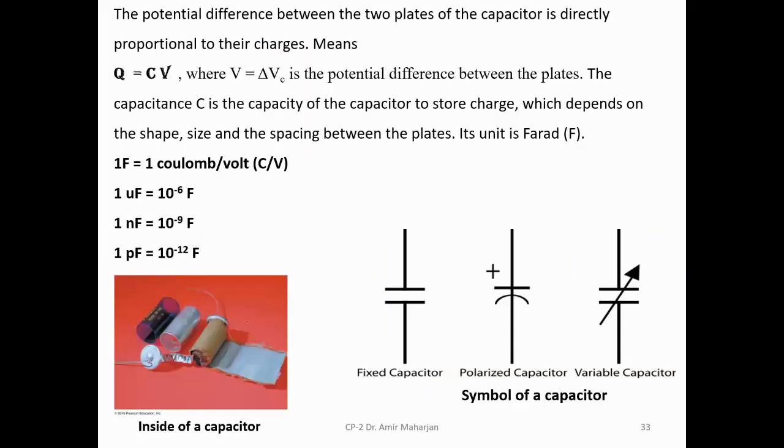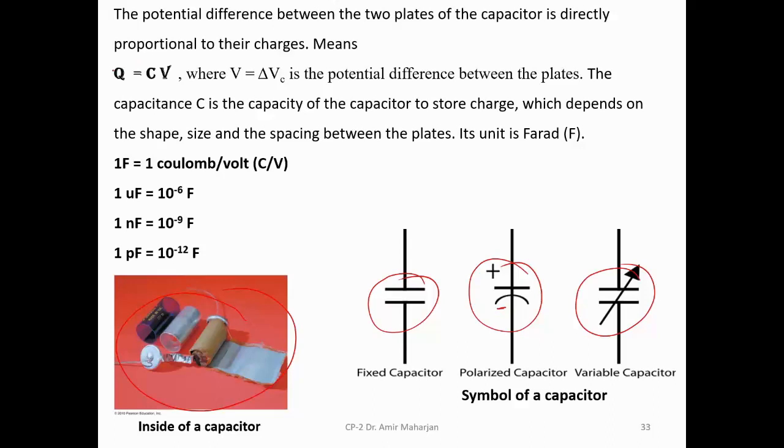Most capacitors are made from thin metal sheets separated by some insulator, like paper, mica, something like that. And here's the standard symbol, just two parallel plates. This is the symbol for a variable capacitor, and this is the symbol for a polarized one. Some capacitors are polarized, so one side is negative, one side is positive.